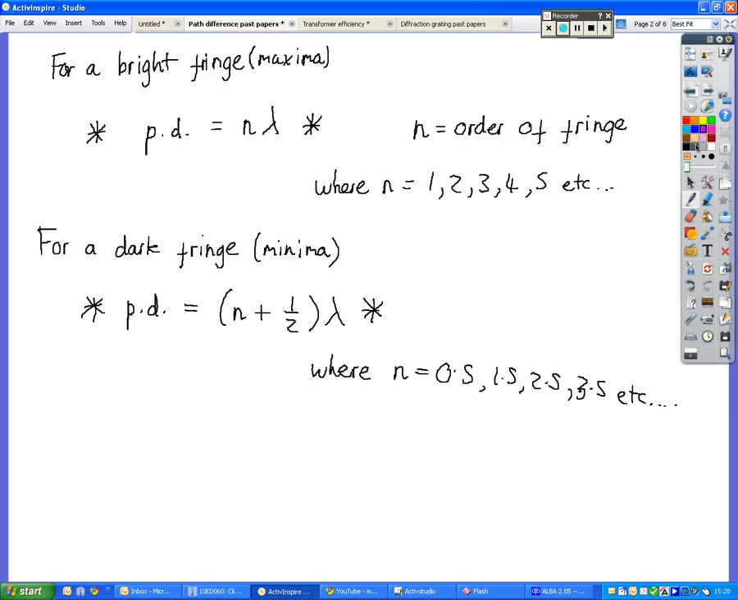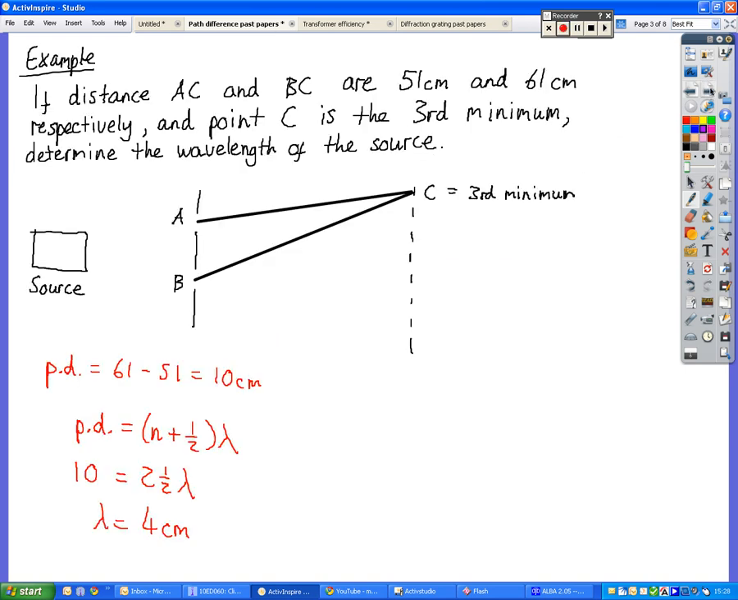Now, as we discussed, this equation that's given in the data booklet isn't technically correct. This equation will work, n minus a half, but you need to remember to ignore any minus numbers that you might produce from that. So it's n minus a half, because the first order minima is not 1 plus a half, it's 0.5. That's where the confusion comes from.